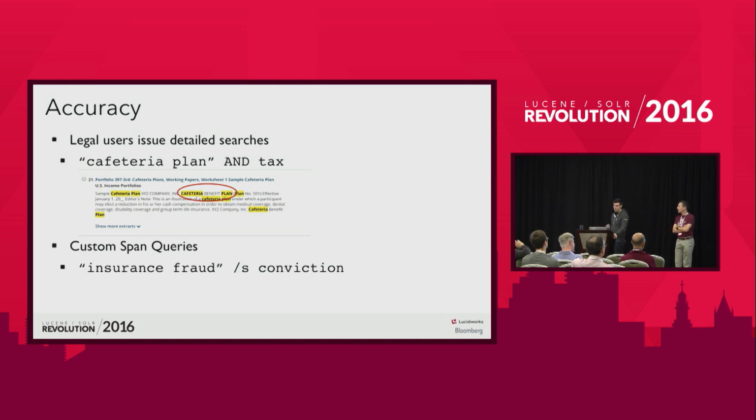We have custom span queries, so our users can type in queries like this, which is insurance fraud as a phrase within a sentence of conviction. And these can all be nested and can get much more complicated and gnarly than that.